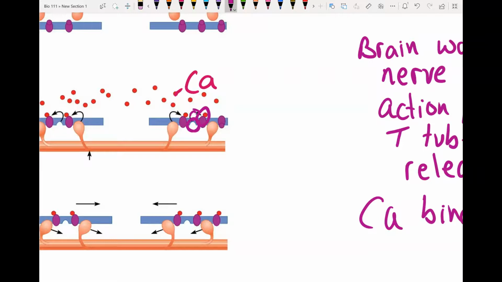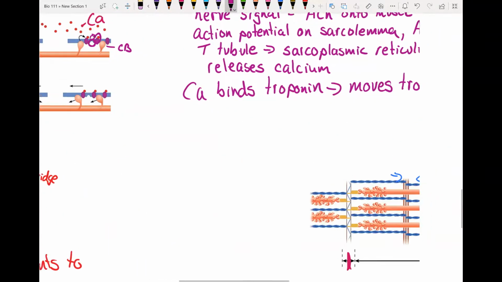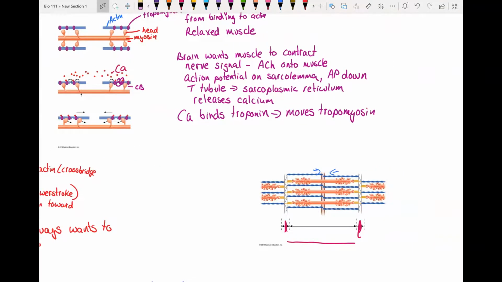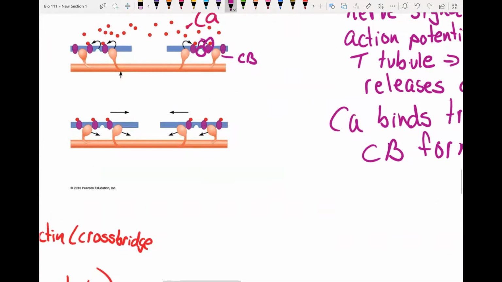Once it has moved out of the way, now the myosin heads can attach. So now we can have cross-bridge formation. So once the tropomyosin is moved out of the way, you can have cross-bridge formation. Remember, cross-bridge formation means the myosin heads are attaching to the actin. Then in the next picture is power stroke. So notice the myosin head. See how it attaches like this? Then it bends like this. That's power stroke.